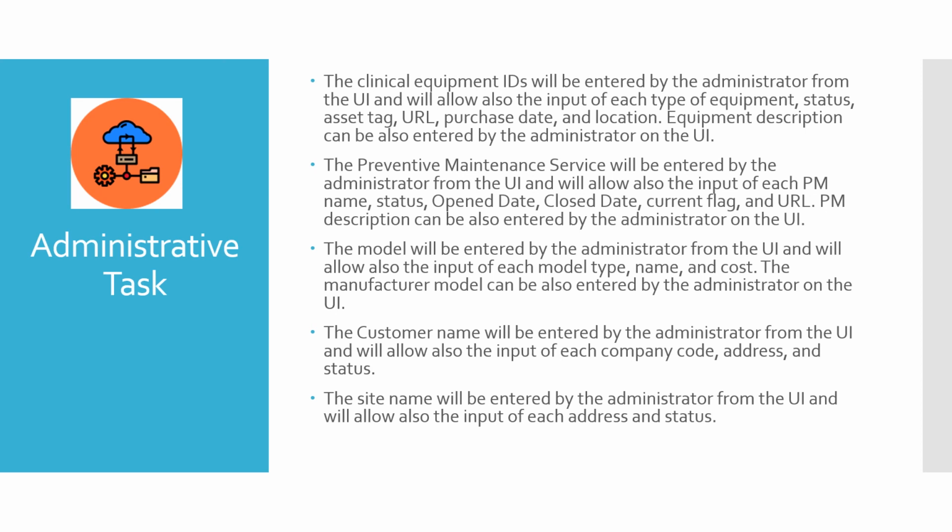The preventative maintenance service will be entered by the administrator from the UI and will also allow the input of each PM name, status, open date, close date, current flag, and URL. The description can also be entered by the administrator on the UI. The model ID can be entered by the administrator from the UI and will also allow the input of each model type, name, and cost. The manufacturer model can also be entered by the administrator on the UI.